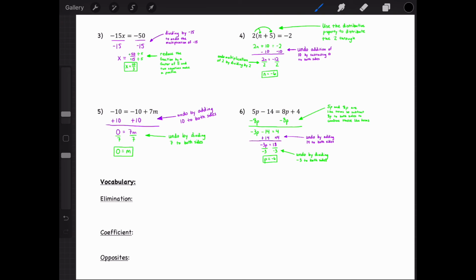Before we can talk about the elimination, we must define it. So elimination is the act of adding or subtracting two equations together to cancel out one of the variables in a system of equations.